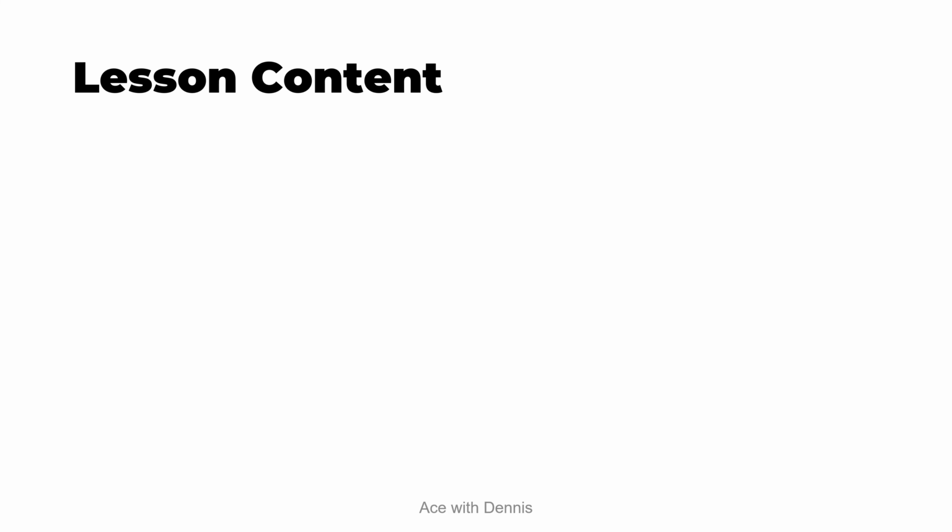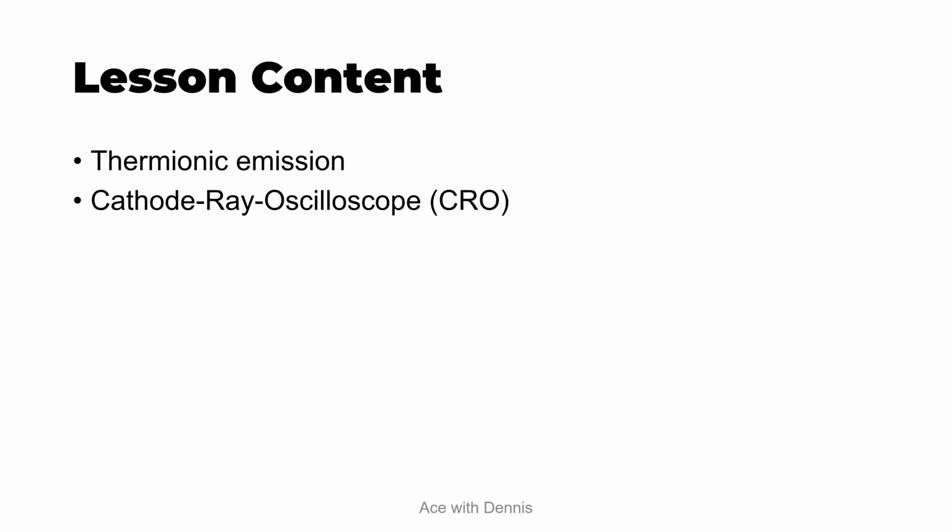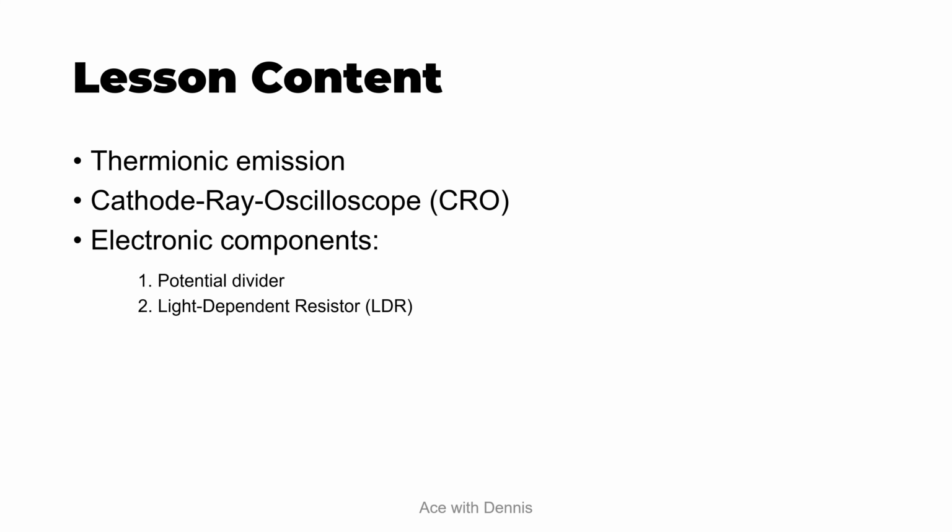In this lesson, here are a few topics that we are going to learn. The first is thermionic emission. We will learn how thermionic emission happens, followed by the application of thermionic emission, which is the cathode ray oscilloscope (CRO). Then we also learn a few electronic components such as potential divider, light-dependent resistor (LDR), thermistor, diode, capacitor, and resistors and color codes.